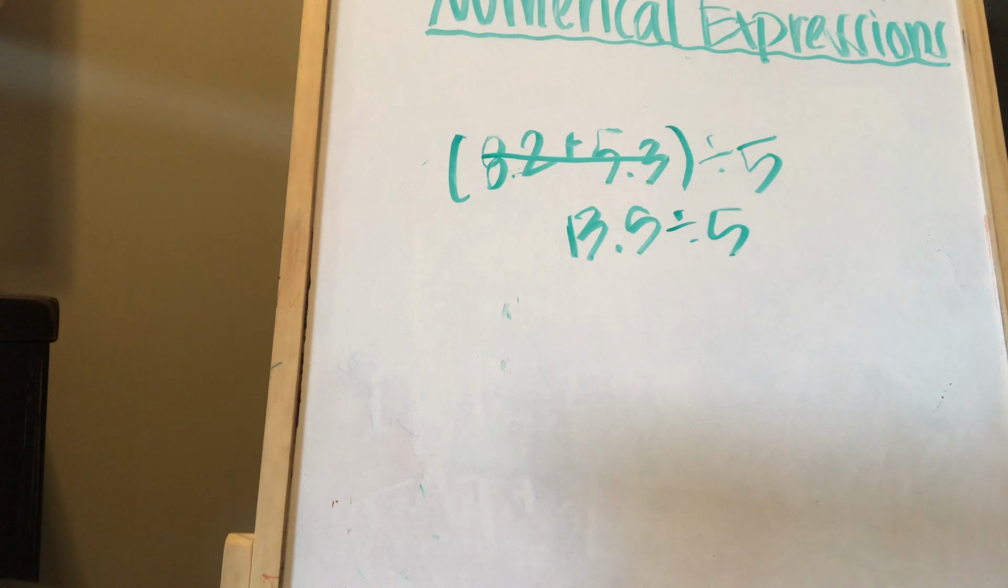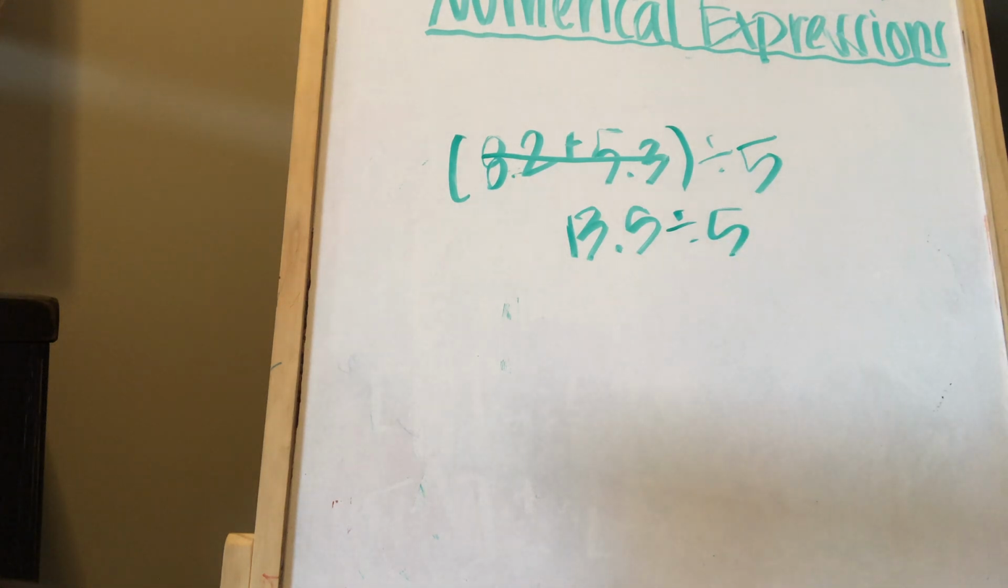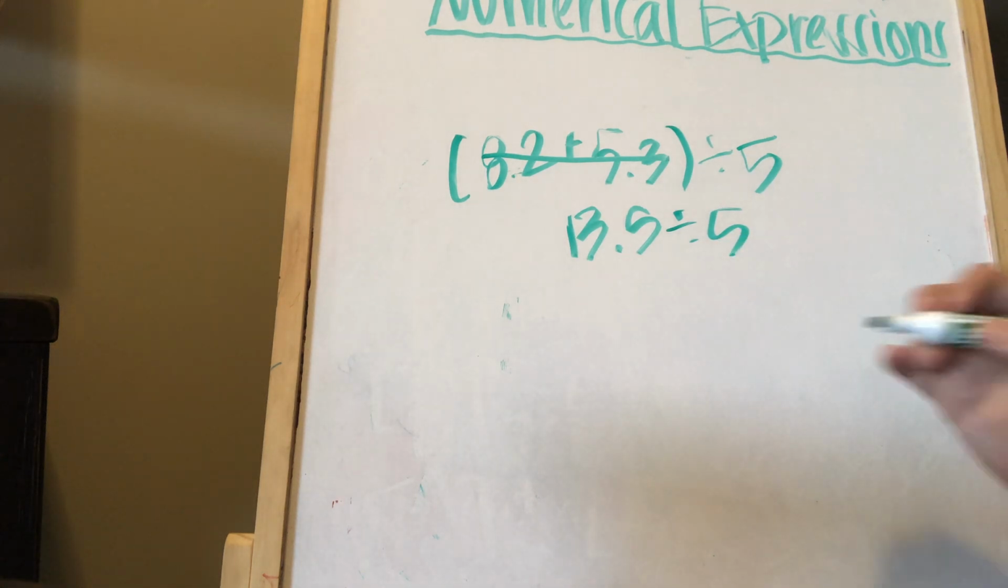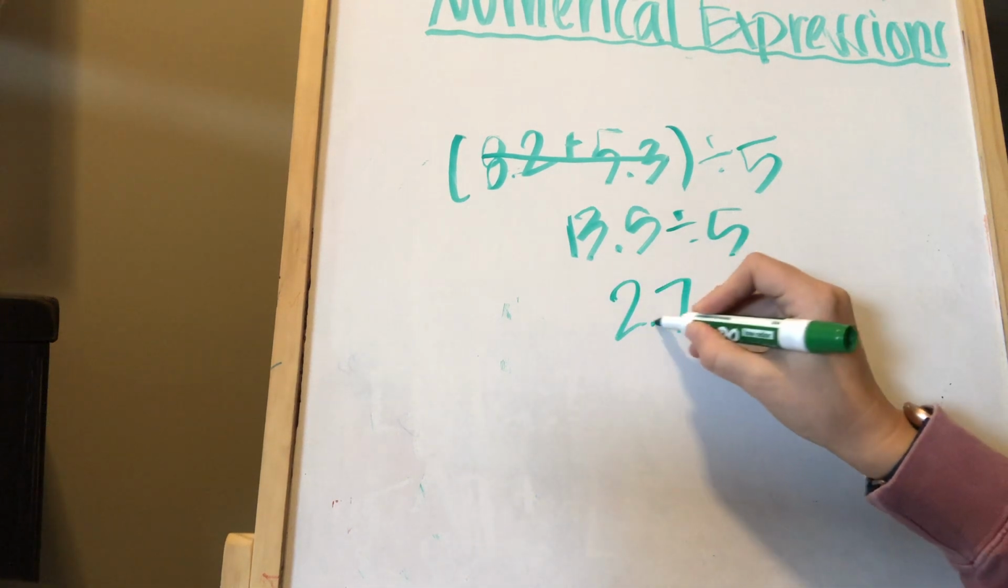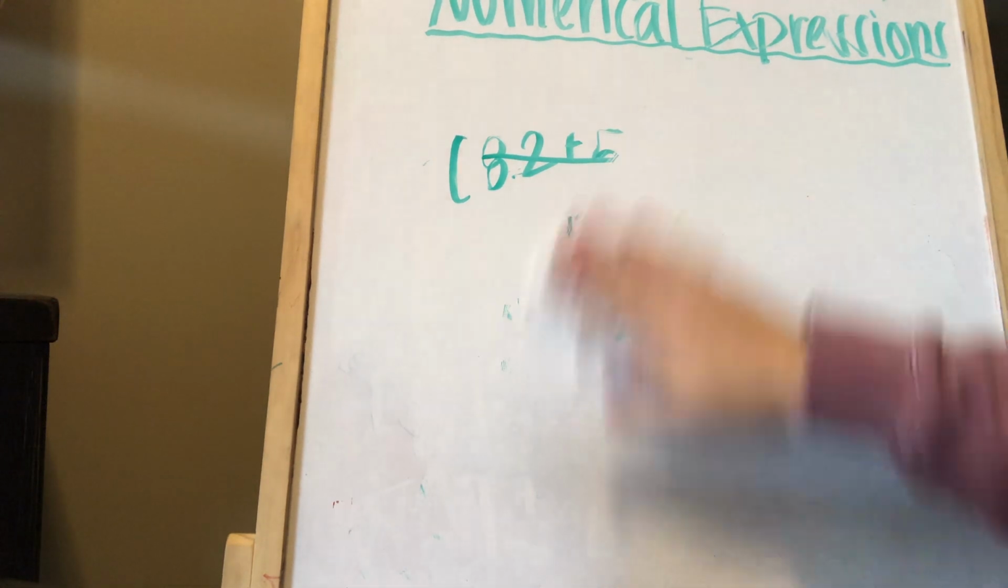But make sure that once you complete an operation, once you do something, you either cross it off or rewrite so that you don't think you need to do that one again. So now we have 13.5 divided by 5. So we can do our division. Our answer is 2.7. So following our order of operations, parentheses first, then our division.